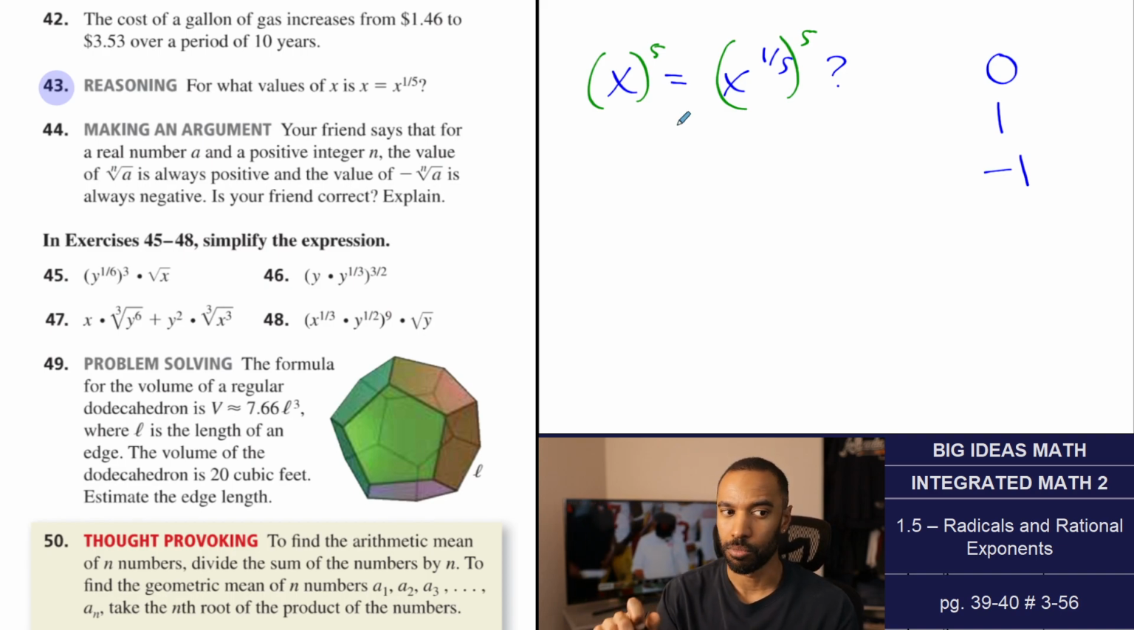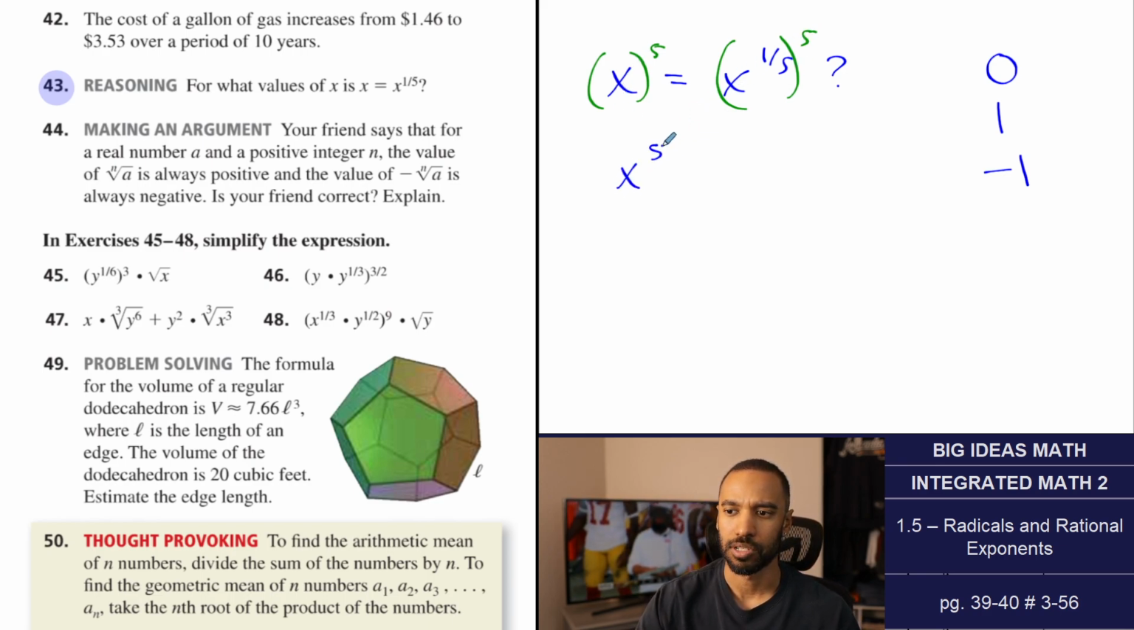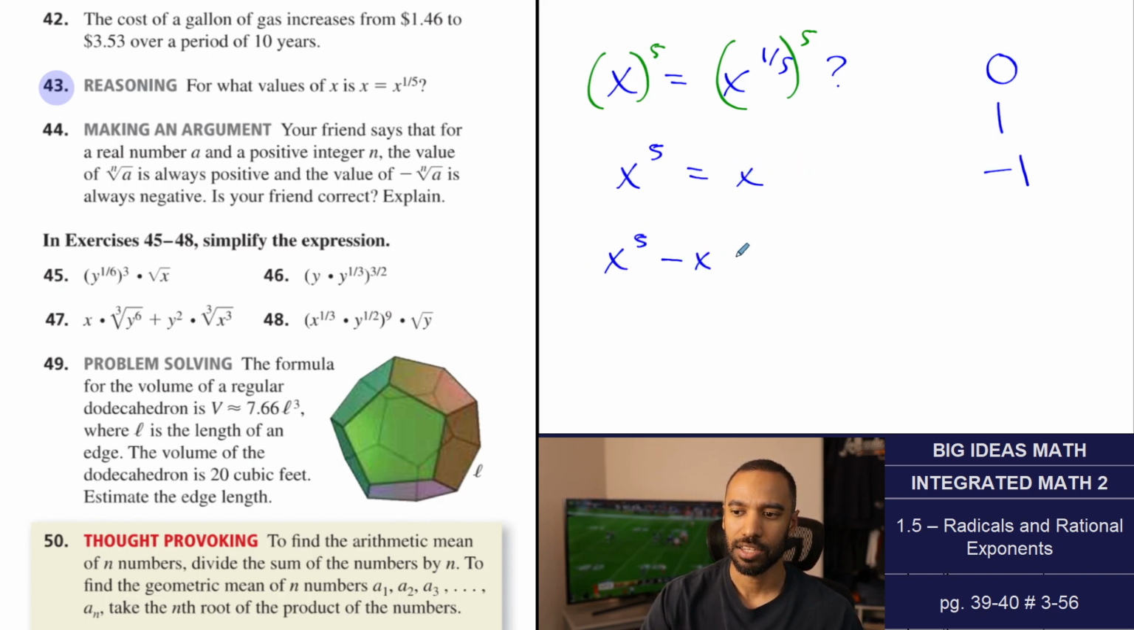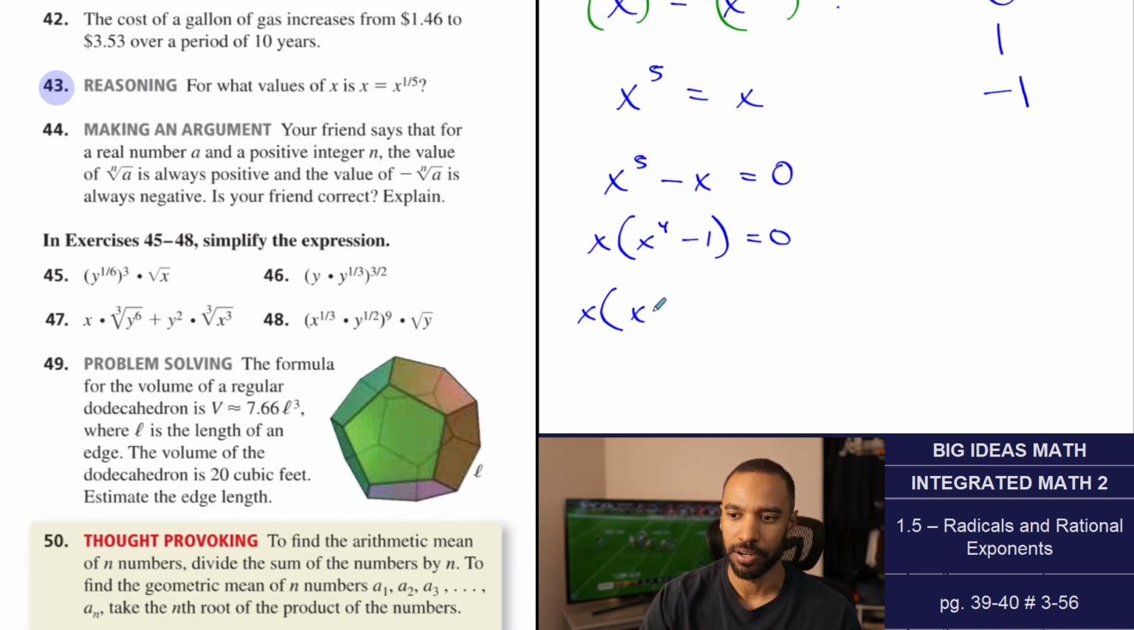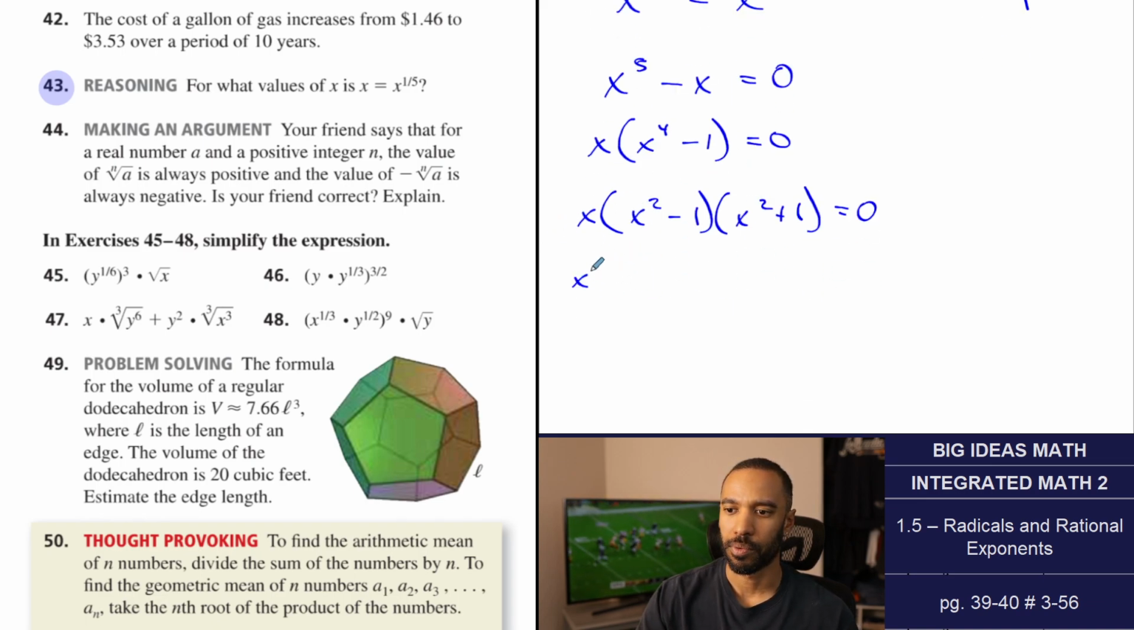So you can feel free to move on to number 44 if you're not sure what I'm about to do. I'm raising both parts to the 5th power, and this will become x, and this part's x to the 5th. x to the 5th equals x, and I can subtract x from both sides. I can factor an x out to be left with x to the 4th minus 1. This leaves you with a difference of 2 squares in x squared minus 1 times x squared plus 1. This leaves this part with a difference of 2 squares in x minus 1 and x plus 1.